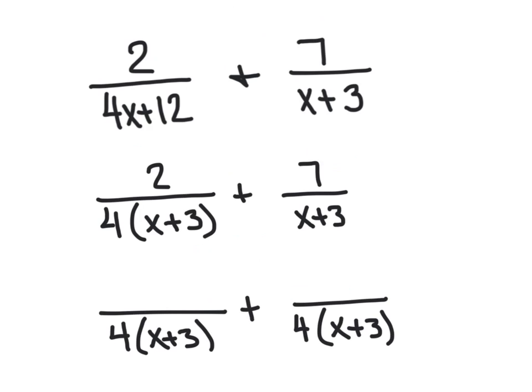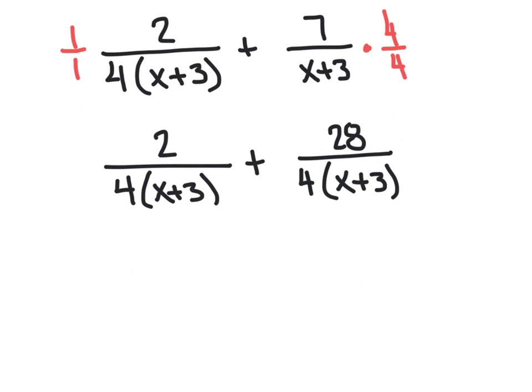So the first fraction doesn't need to change, and to emphasize that, I'm going to multiply it by 1. However, the second fraction needs to get multiplied by 4/4. So my first numerator remains a 2, and the second numerator becomes a 28. Now I can combine the two fractions into one fraction, and that becomes 30 over 4 times the quantity x plus 3.